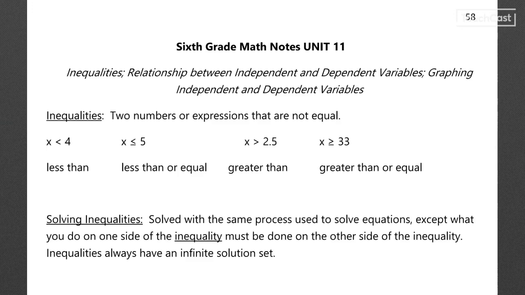We have the less than symbol, the less than or equal to symbol, which is basically just the less than symbol with half of an equal sign underneath it. Then we have the greater than symbol and the greater than or equal to symbol, again with half of an equal sign underneath the greater than.